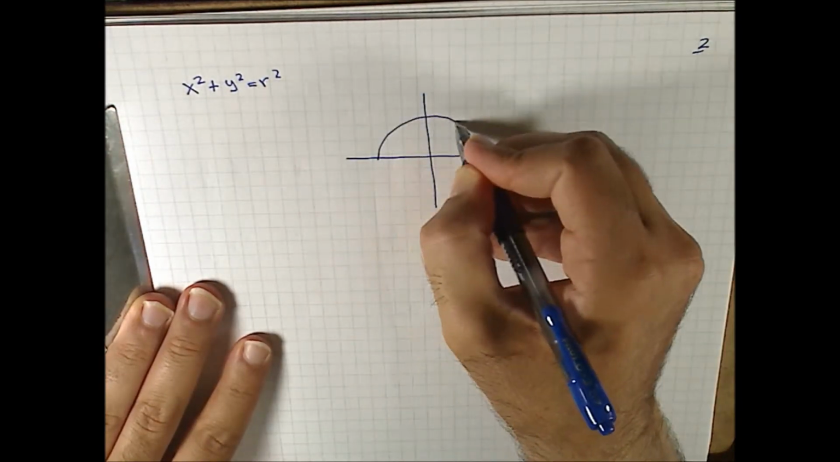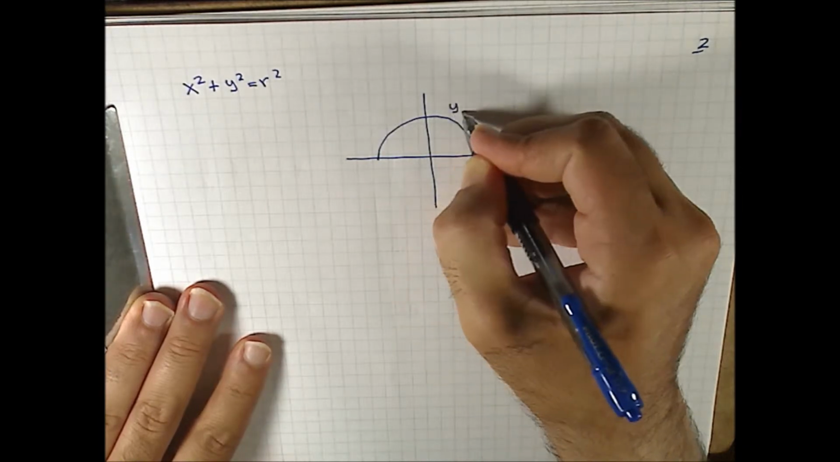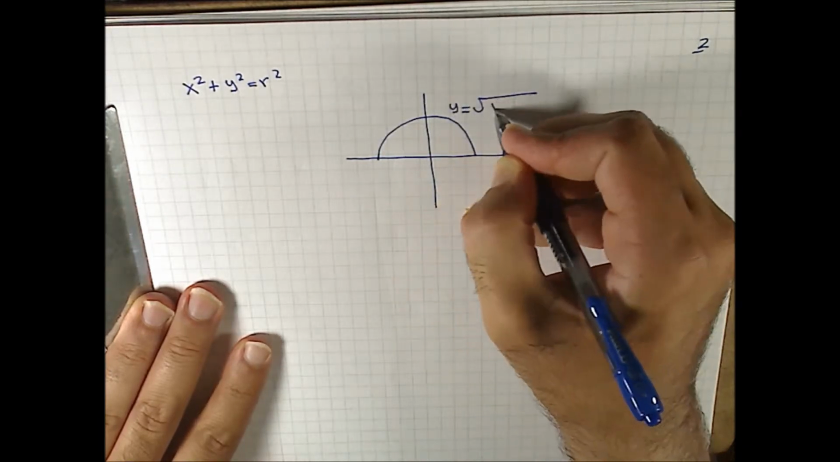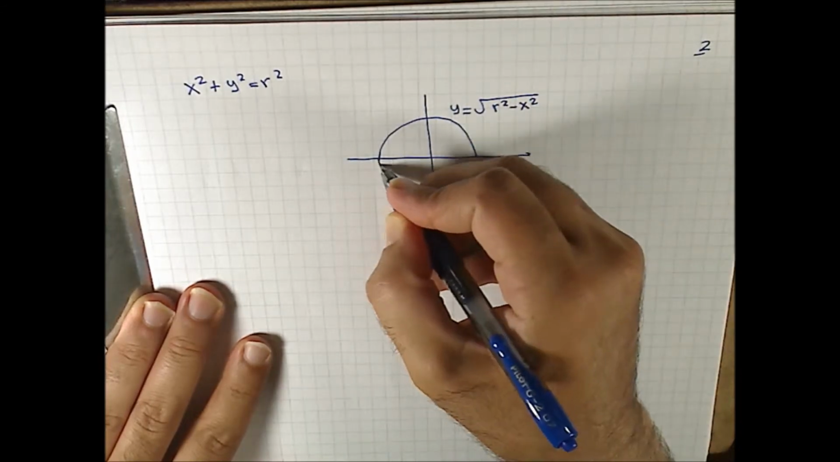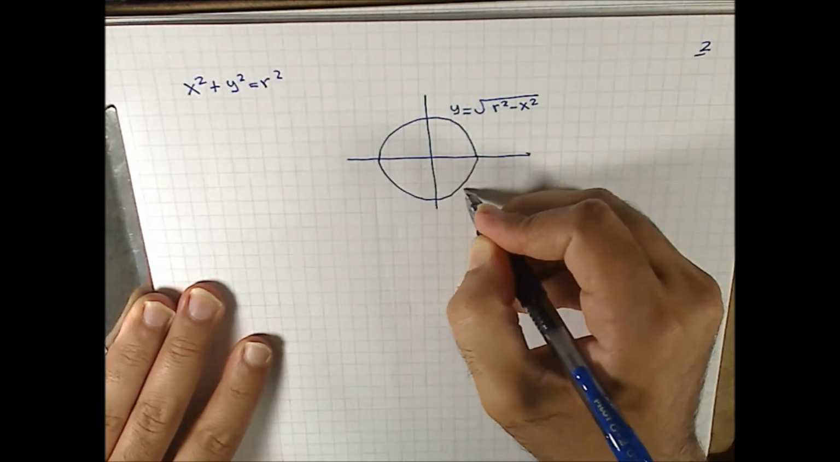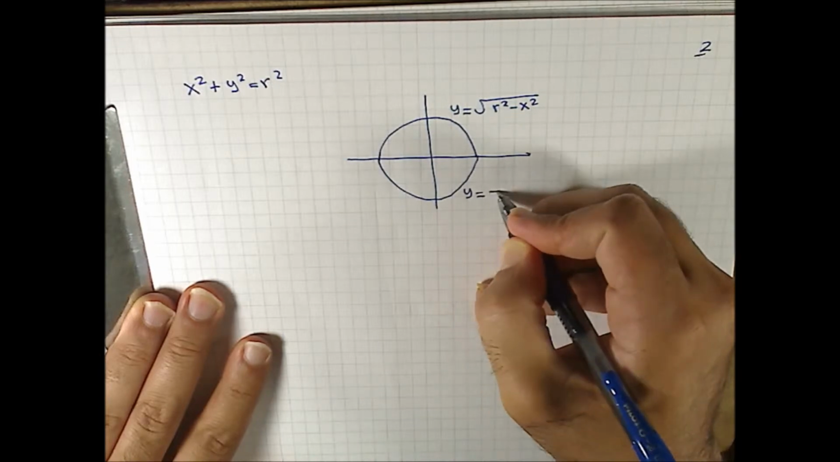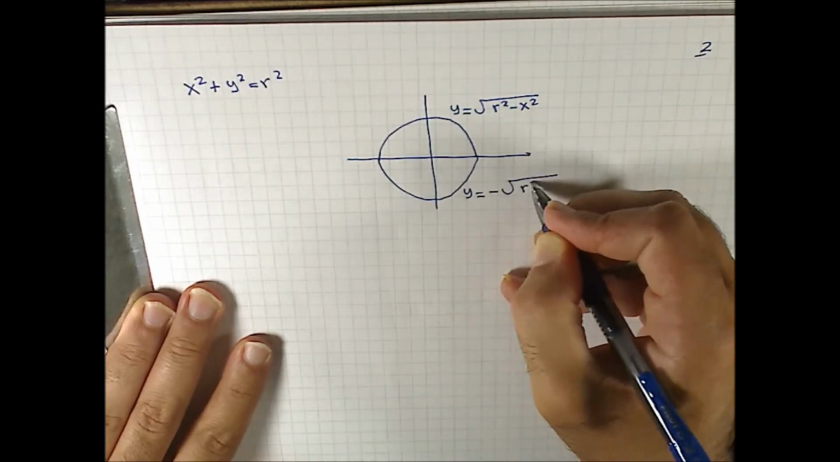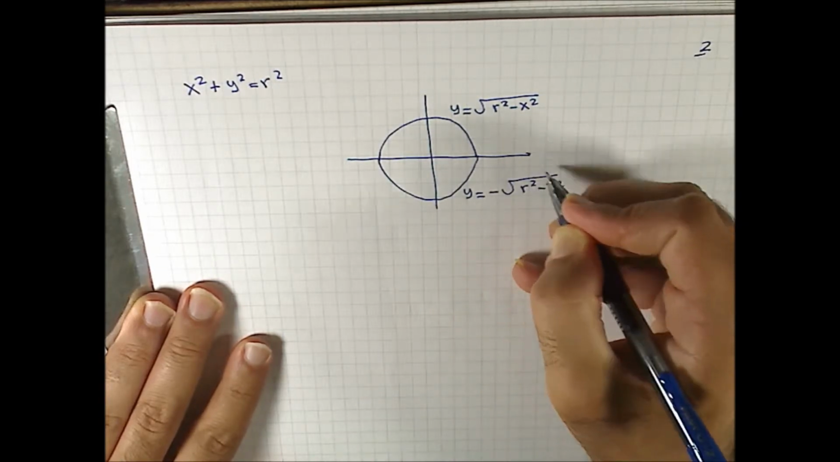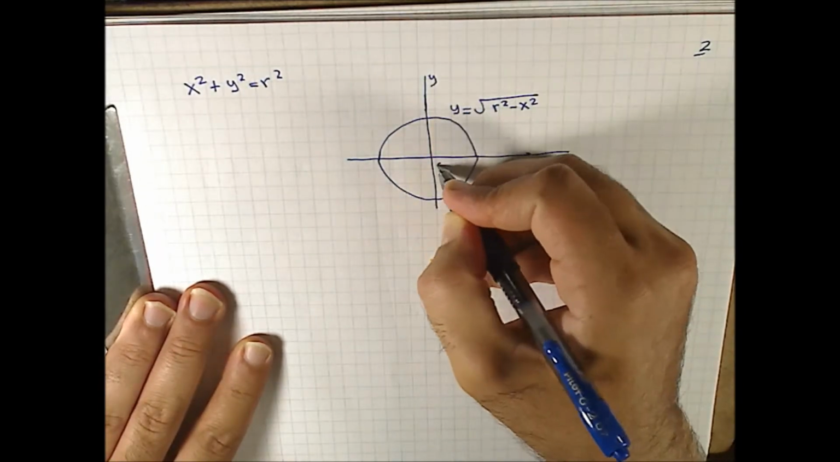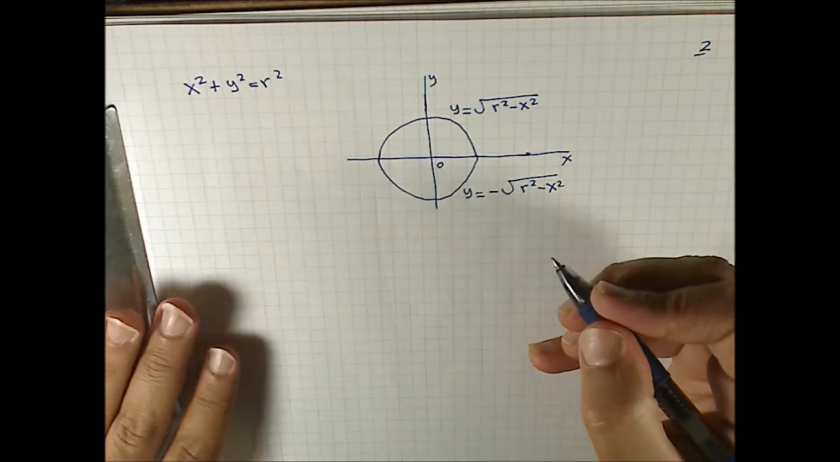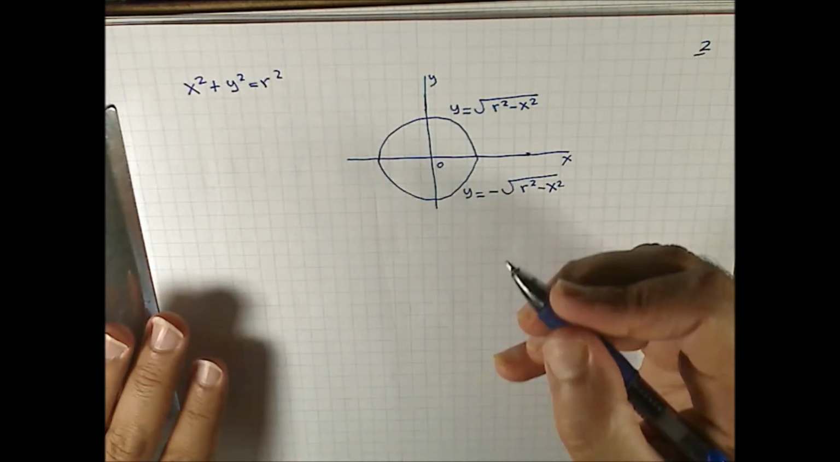This is the top half of a circle, which is y is equal to root of r squared minus x squared. And the bottom half of the circle is y is equal to minus root of r squared minus x squared. This is the x-axis, this is the y-axis, and that's the origin. Okay, we're interested in finding the derivative of this function.